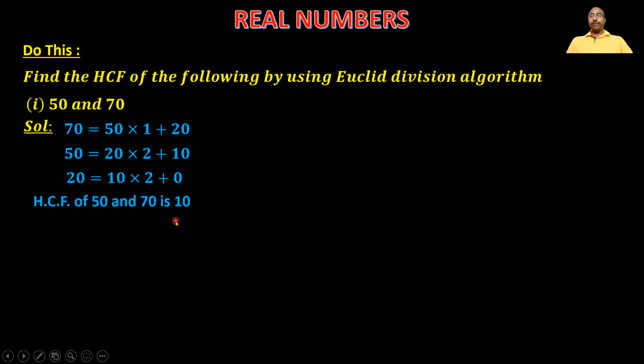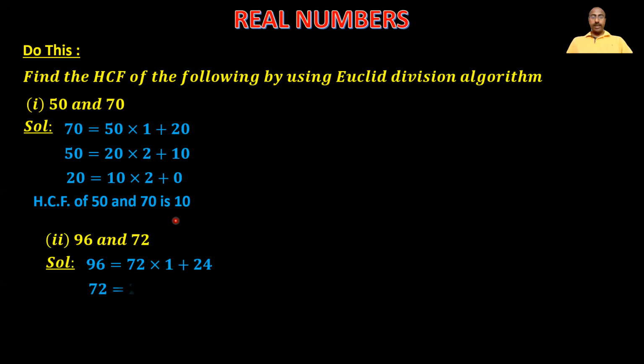Let us see one more example. 96 and 72. So here also 72 divides 96 one time, and 24 remains. That is, 96 is 72 into 1 plus 24. Next, 72 is equal to 24 into 3 plus 0. That is, 24 divides 72 3 times, and 0 will be left. So the HCF of 96 and 72 is 24.